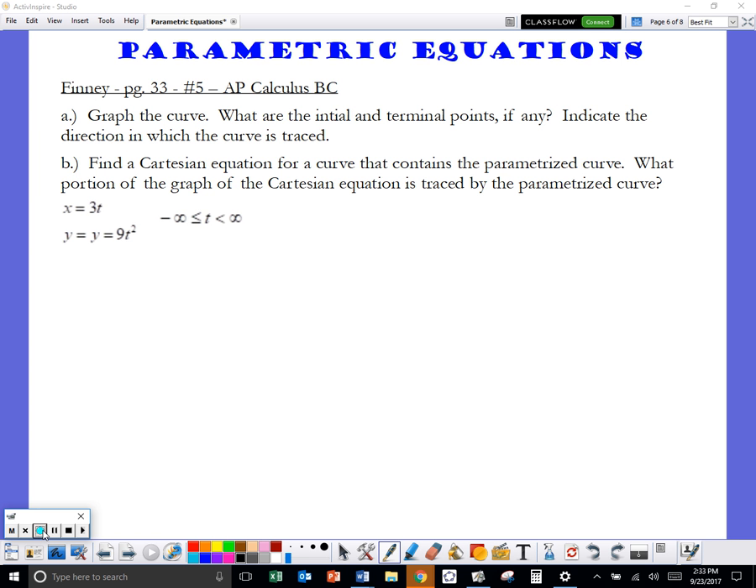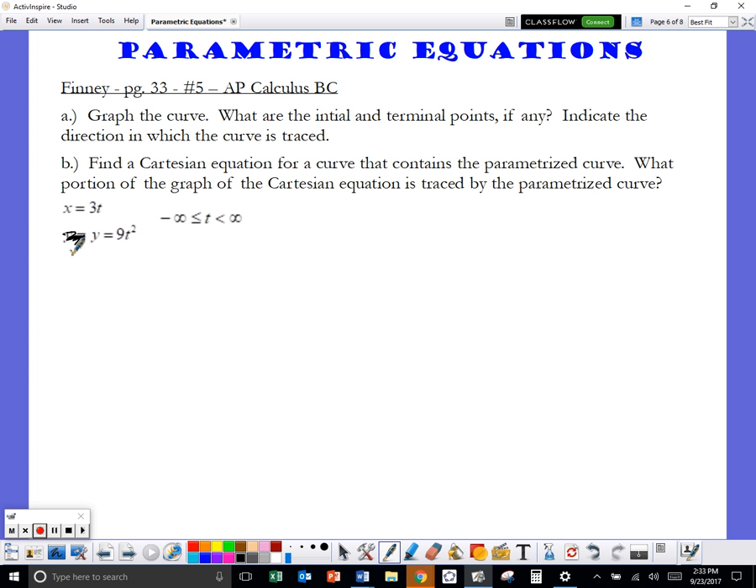So in this case, we're not going to get an initial or a terminal point, so we're going to have to look at both some negative t's and some positive t's in order to get the full idea of what this curve is. All right, then it says B, find a Cartesian equation for a curve that contains the parameterized curve. So again, we're going to solve for t, and plug it into the other one. Okay, so what portion of the graph of the Cartesian equation is traced by the parameterized curve? So there we go, we're going to have to figure it out.